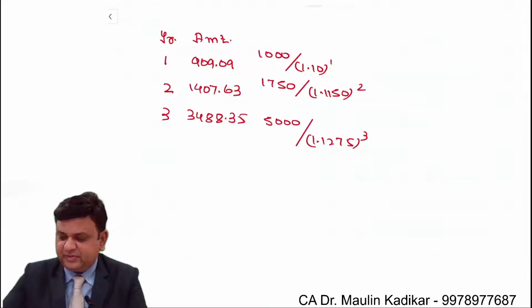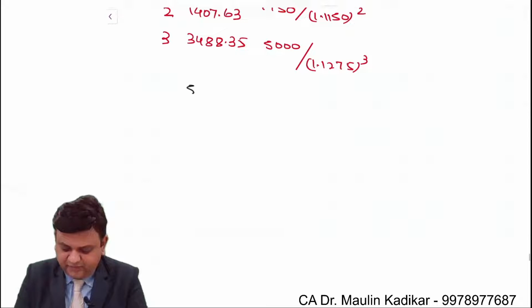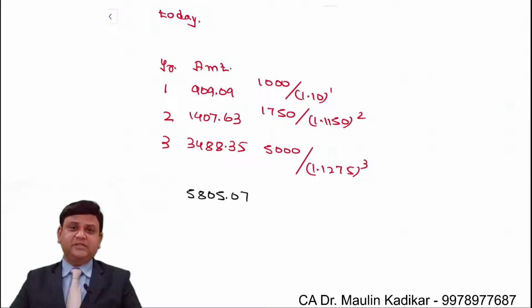So the amount of investment: 909.09 plus 1407.63 plus 3488.35, that comes to 5805.07. 5805.07. This is the single amount to be invested today, so as to get the required amount at the end of the respective year.